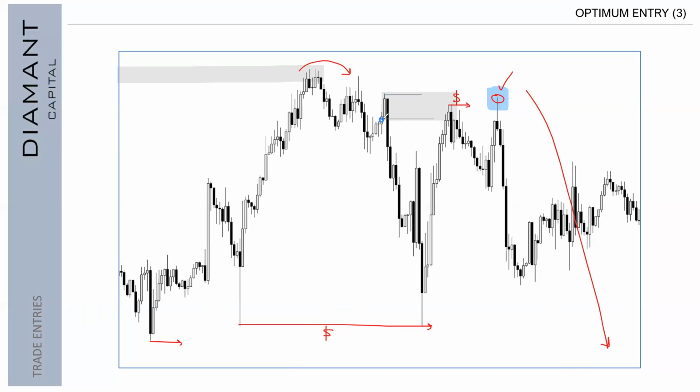Price goes from here, goes all the way down, does not break past this low right here. And that's fine for us because we've broken a bunch of structure over here. So we know that we're still looking for sells.